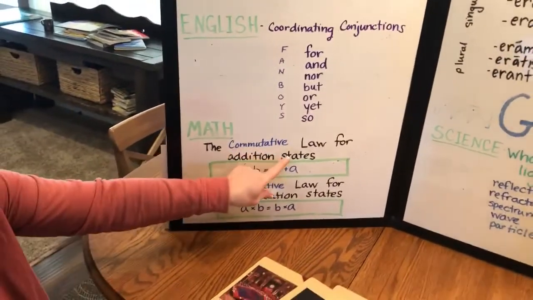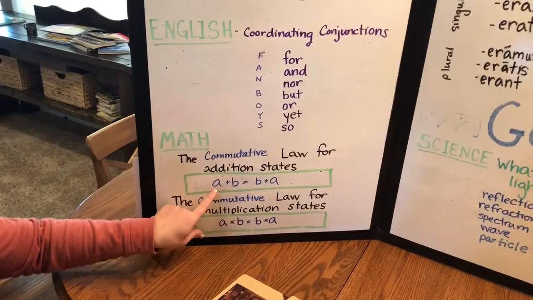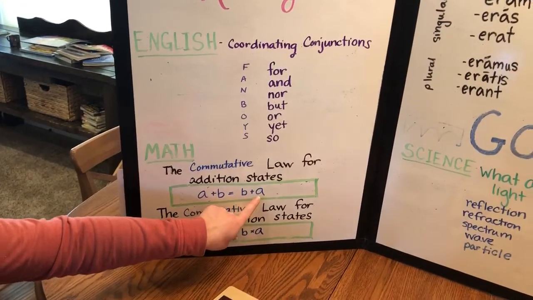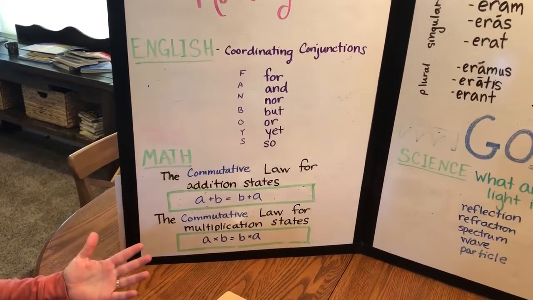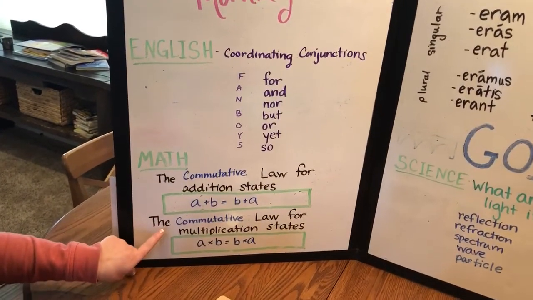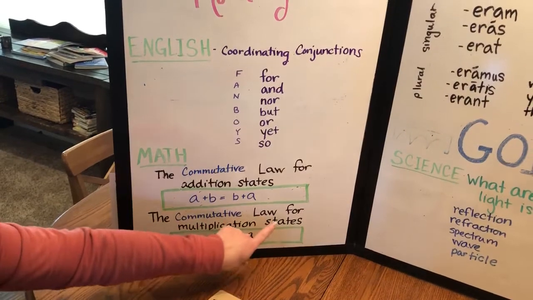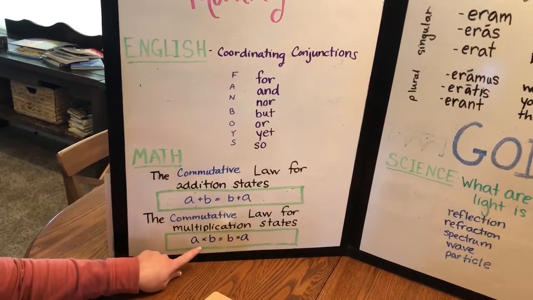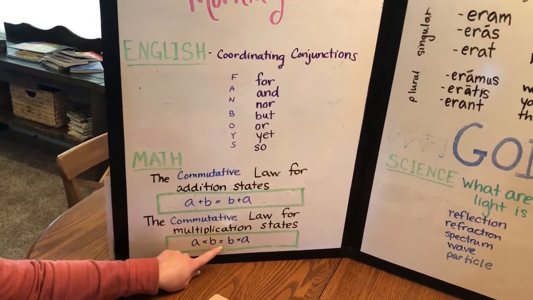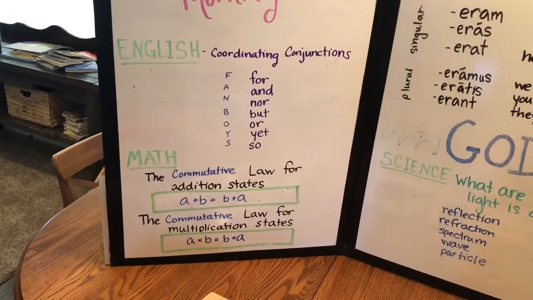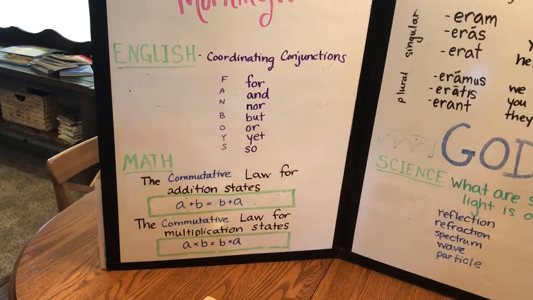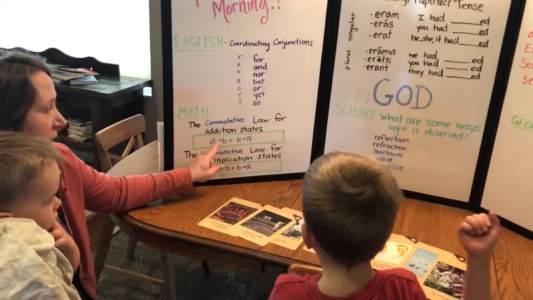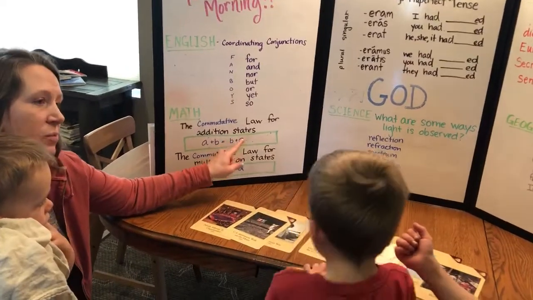The commutative law for addition states, say this with me, A plus B equals B plus A. That's pretty easy, right? The commutative law for multiplication states A times B equals B times A. That just means you can put the numbers in any order, and it means the same. 1 times 2 equals 2 times 1, or 2 plus 1.